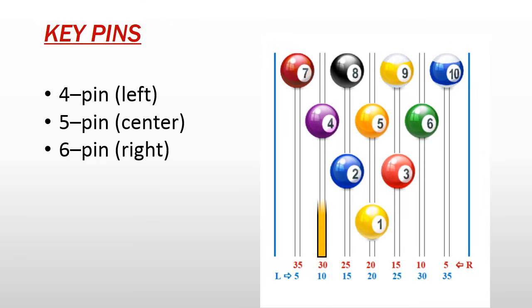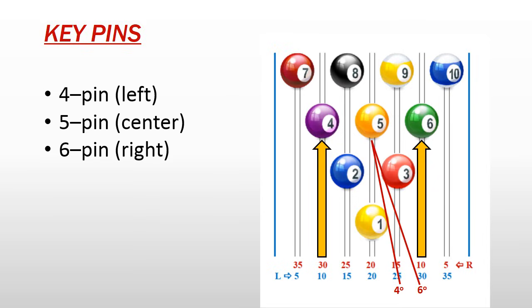On the left, if the 4-pin is directly hit by the bowling ball, all pins on the left side of the deck should be knocked down. On the right, the same action should happen when the 6-pin is hit. Now, if the ball is hitting directly to the 5-pin in a 4 to 6 degree angle, it is the strike pocket, and it has an excellent chance of knocking all the pins down.